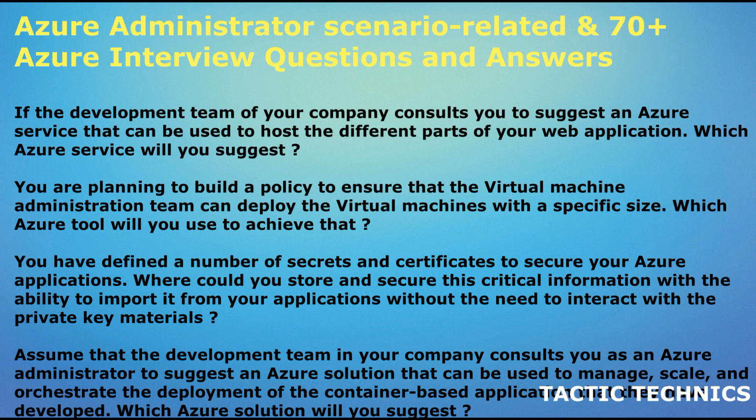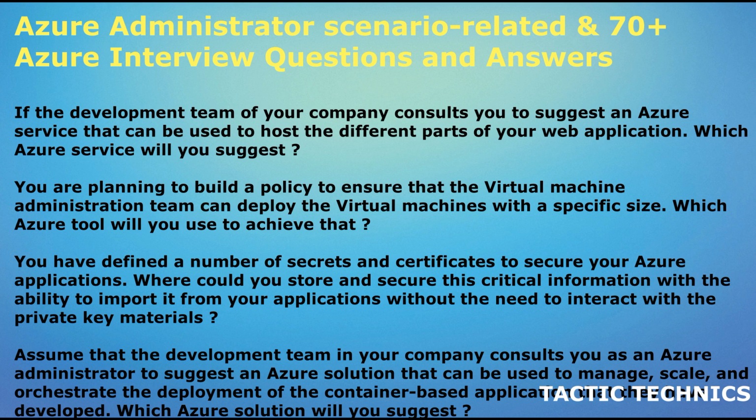Azure Application Gateway. Working as an Azure administrator, you are planning to configure an Azure solution that can be used to detect the sensitive data in the emails and the documents and protect it using labels. Which Azure solution can you use to achieve that? Microsoft Azure Information Protection. If you plan to deploy one of your Azure virtual machines in a separate network segment, how could you achieve that? Deploy the server to a separate virtual network, VNET.